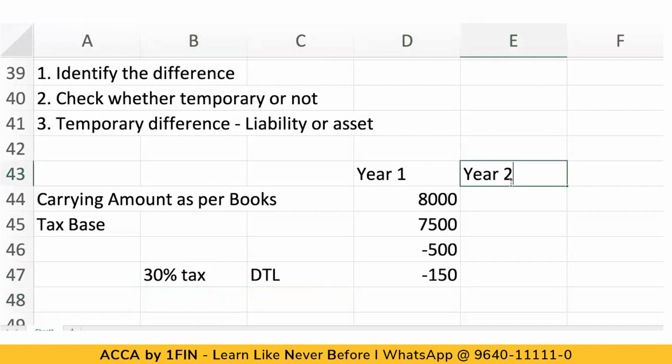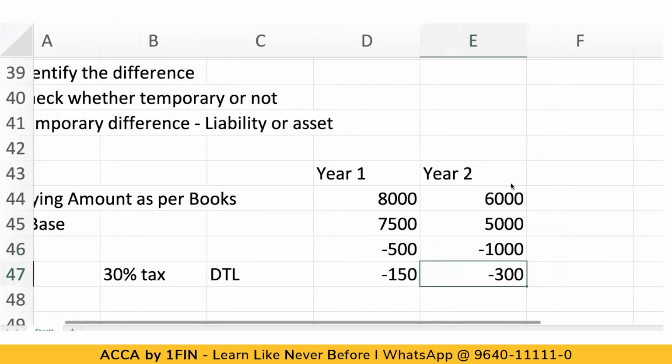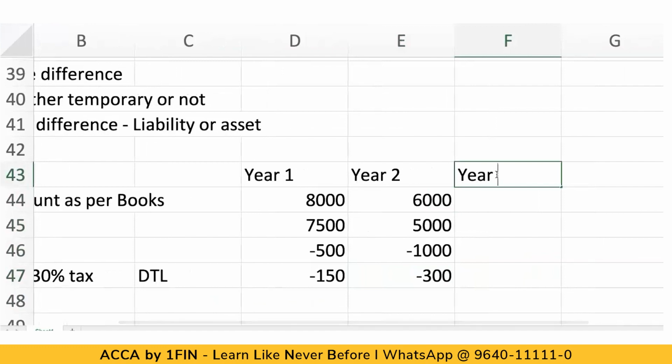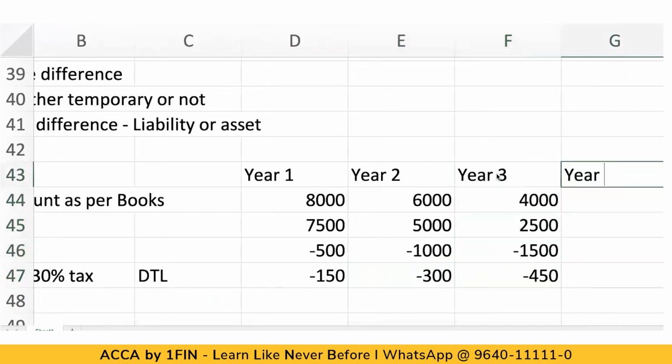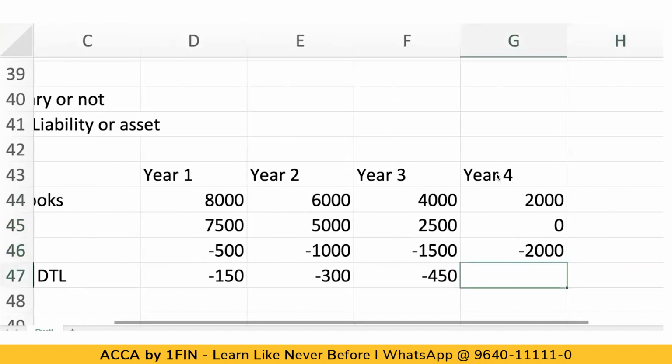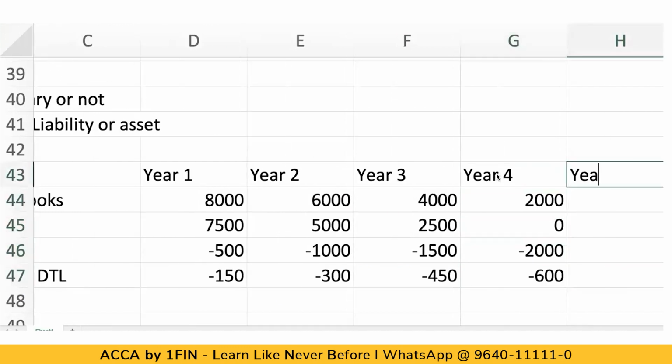Now, in year 2, carrying amount is 6,000, tax base 5,000. Difference is 1,000. Deferred tax liability balance is 300. In year 3, 4,000 against 2,500. Difference is 1,500. DTL is 450. Year 4, carrying amount is 2,000, here it is 0. The difference is minus 2,000. DTL is 600. Year 5, carrying amount is 0. Here also it is 0. No difference. The balance becomes 0.